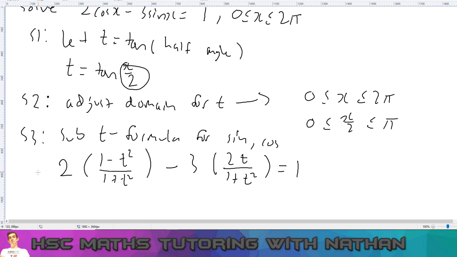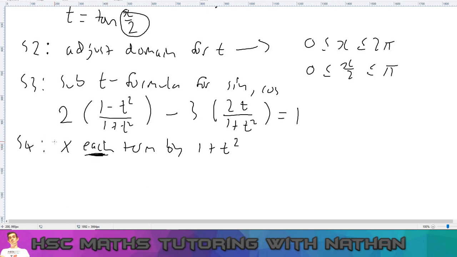Now in all trig equations using t formula, what we do at this step is we just multiply each term by 1 plus t squared. The reason we do that is it's going to cancel every fraction. It's going to cancel that out, it's going to cancel that out. But don't forget to times it by this, as I said, each term. So now that's going to look like 2 brackets 1 minus t squared minus 3 brackets 2t equals 1 plus t squared, because it's just 1 times that.